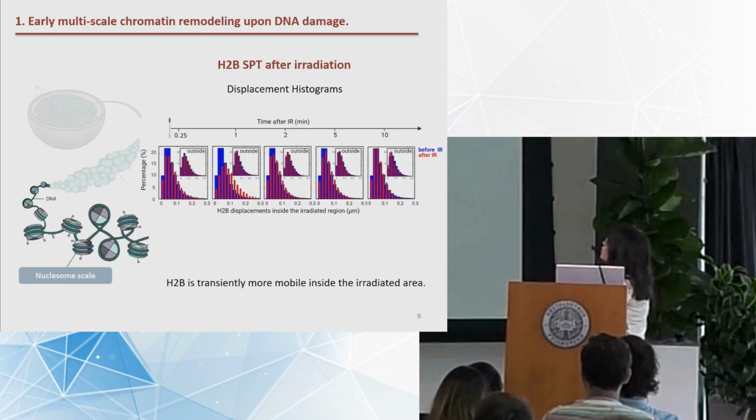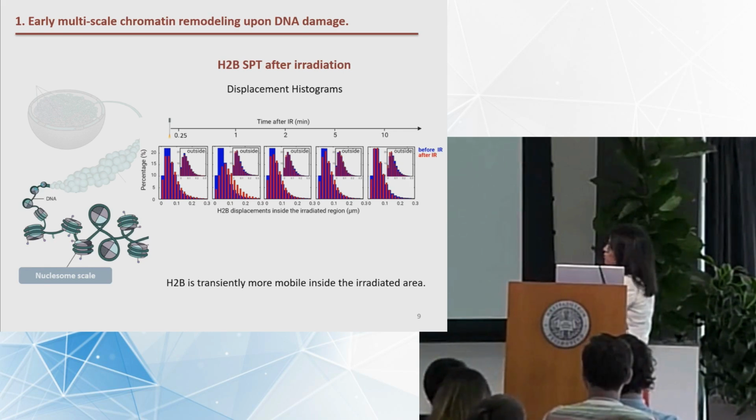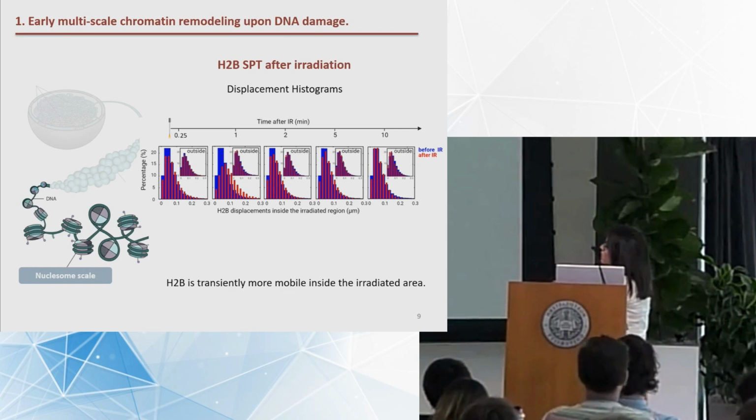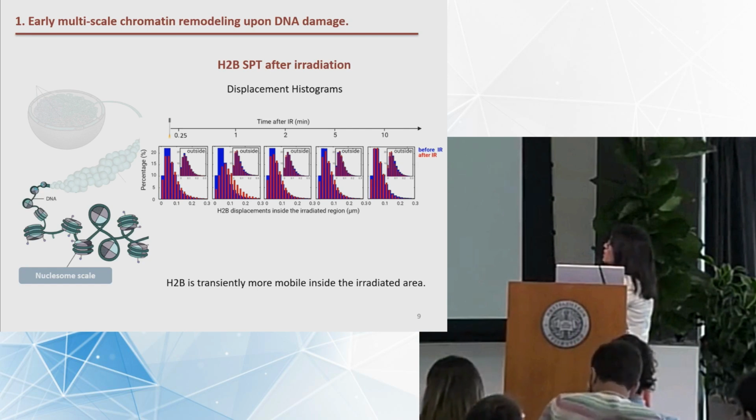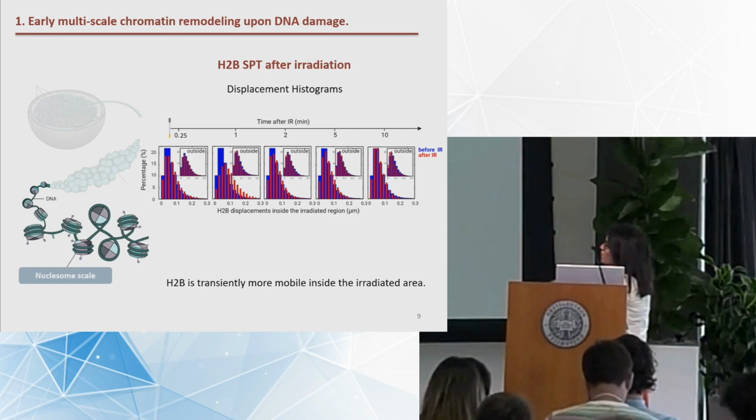Okay, so here I show you the displacement histograms, which represent the distribution of all the H2B traces according to their displacement in micrometers. Before irradiation in blue, and after irradiation in red for the different time points. So as early as 15 seconds after irradiation, we can see that the red histograms shift towards the right, which means that H2B is more mobile. And this effect is more pronounced 1 minute after.